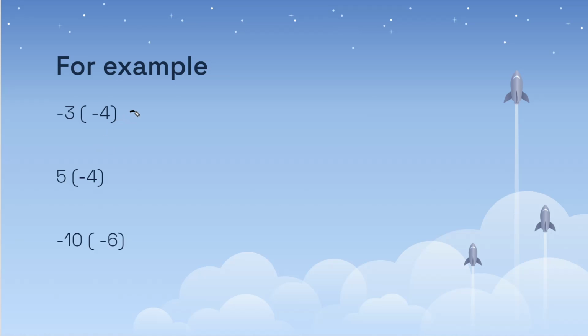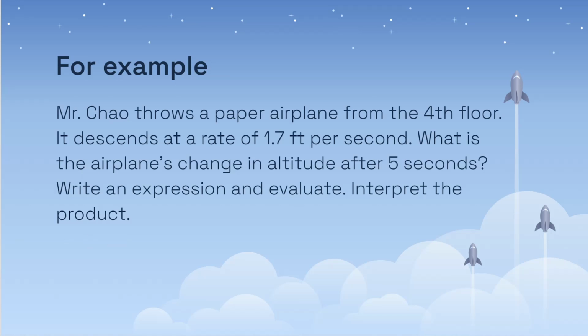So this is multiply. 3 times 4 is 12. You have two of the same sign, which means we have a positive number. -5 times 4 is -20. We have opposite signs, which means it's a negative. -10 times -6, again, we have two of the same sign, which means it's positive. Same sign, positive. Opposite sign, negative.